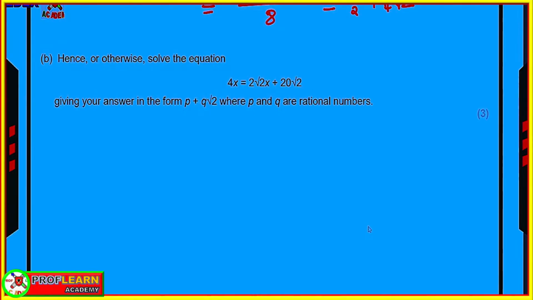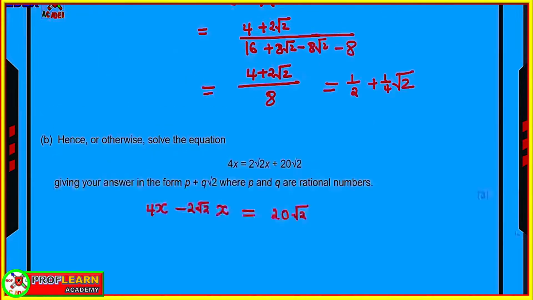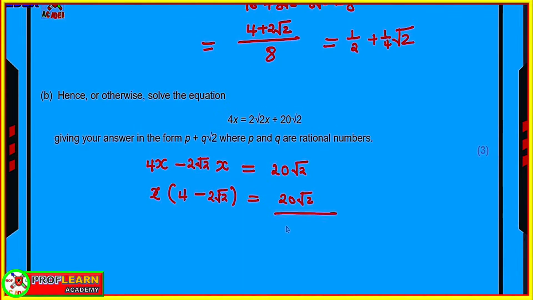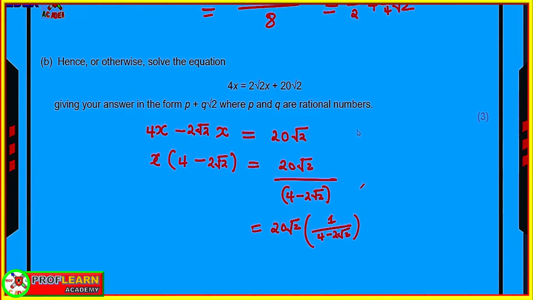So if you look at the expression that was given down here, it means we are going to put those terms with x on one side. And when we do that, we are going to factor out x and then divide both sides by 4 minus 2 root 2. And this is exactly what I'm going to get. And if you look at the expression that we are having here, it is somehow related to what we were having in the previous part if we factor out 20 root 2.